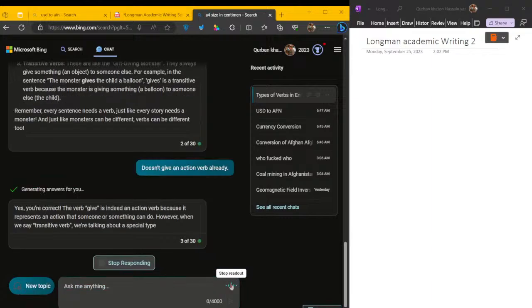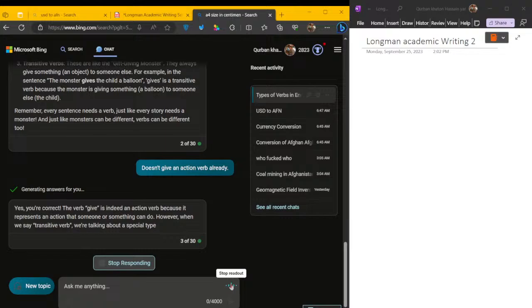Yes, you're correct. The verb give is indeed an action verb because it represents an action that someone or something can do. However, when we say transitive verb, we're talking about a special type of action verb. Transitive verbs are action verbs that have an object to receive that action. So, in the sentence, "The monster gives the child a balloon," gives is a transitive verb because the monster, the subject, is doing an action, giving, and there's a balloon, the object, that's receiving that action.